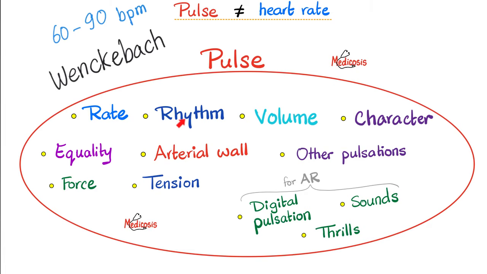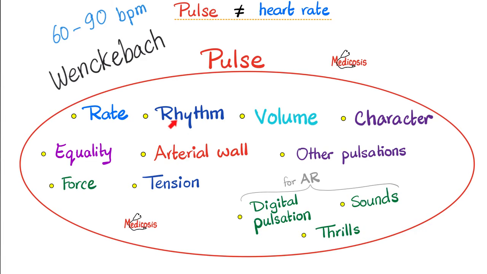Next, rhythm. The normal rhythm is regular rhythm. So you feel the patient's pulse for, let's say, 1 minute. The rhythm is regular. It does not get fast and then slow and fast, and so it is regular and predictable like clockwork. What if it's not regular?